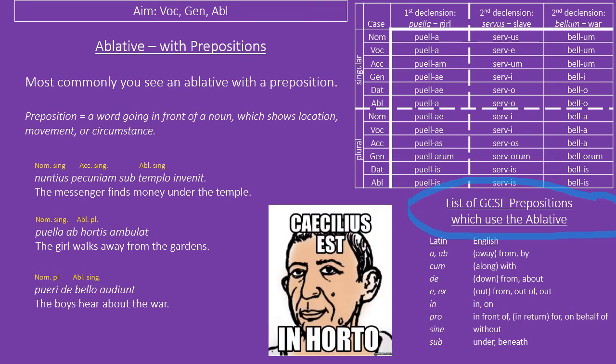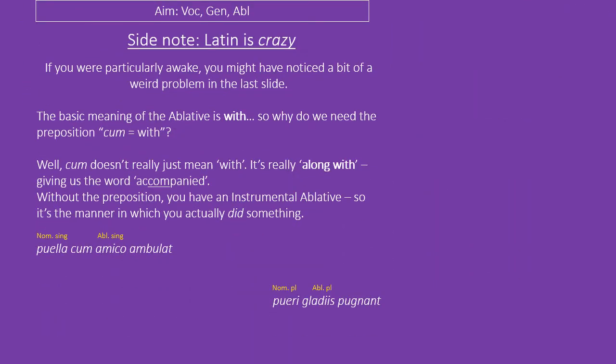The meme that everyone knows of Latin, caecilius est in horto, is actually using an ablative. You've been using these since baby steps of Latin. So, if you noticed, by the way, there was also a slightly weird problem on the previous slide. The basic meaning of the ablative is with, which kind of gets overwritten by any preposition that it has. Fine. But why is there also a preposition cum, which means with? That's because it doesn't really.